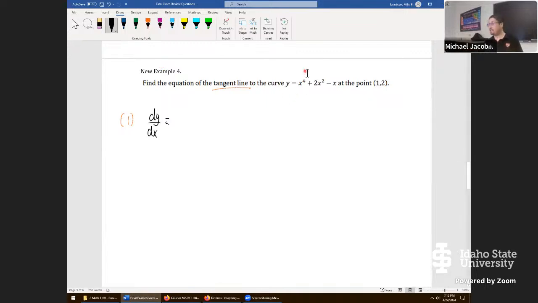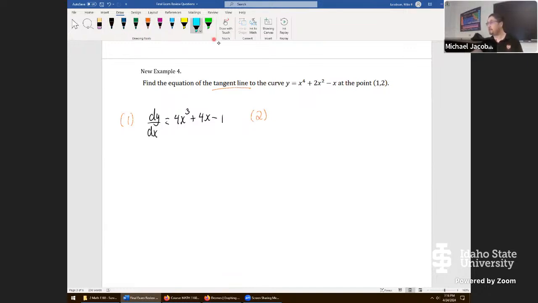Then just go on down the line. Any volunteers for the derivative of this one? Yeah, go ahead. 4x to the third power plus 4x minus 1. Yep, exactly. So we've got a derivative down. Thank you for that.